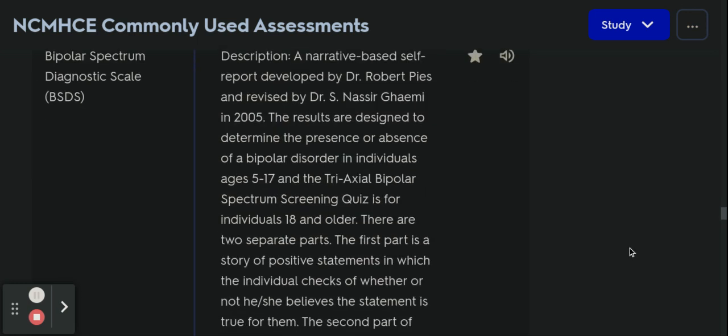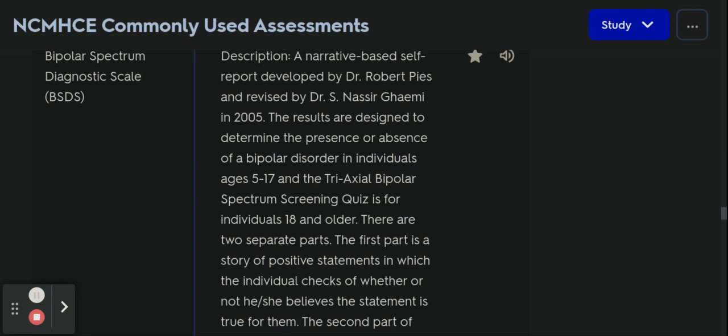Bipolar Spectrum Diagnostic Scale, BSDS. Description: a narrative-based self-report developed by Dr. Robert Pies and revised by Dr. Nassir Ghaemi in 2005. Results are designed to determine the presence or absence of a bipolar disorder in individuals ages 5 to 17, and the Tri-axial bipolar spectrum screening quiz is for individuals 18 and over.